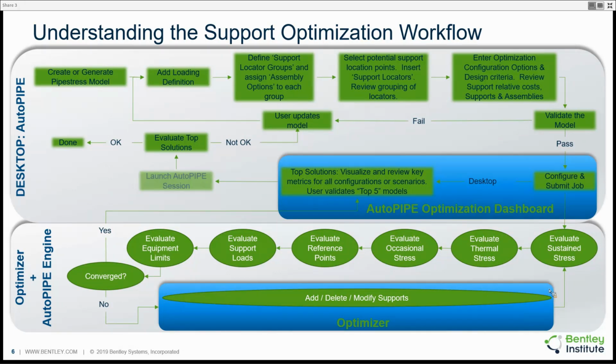From this list, the user can launch an AutoPIPE session showing each solution to evaluate those top solutions. If the solution looks good, the optimization is complete. If not, the user has to start again with updating the model.